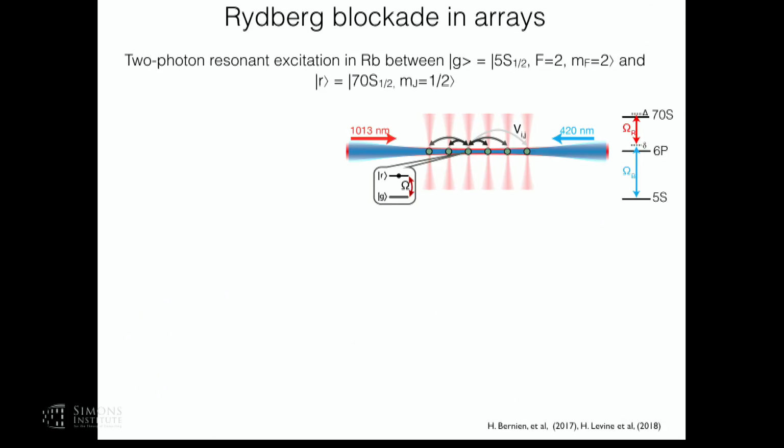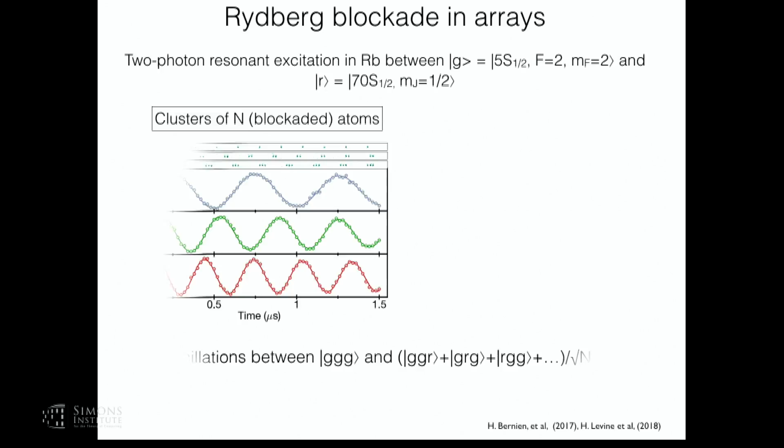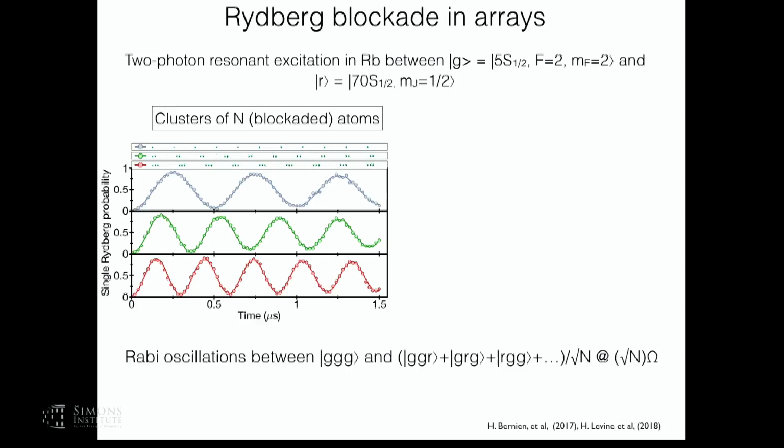In this first test, what we do is we take all of the atoms in the array and excite them homogeneously into Rydberg states. In this case, we use two-photon excitation, but that's a technicality. And so what we can do then is prepare different types of arrangements. We prepare, for example, isolated atoms, atom pairs or clusters of three, and just look at what the dynamics is.